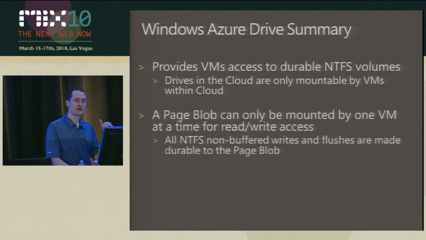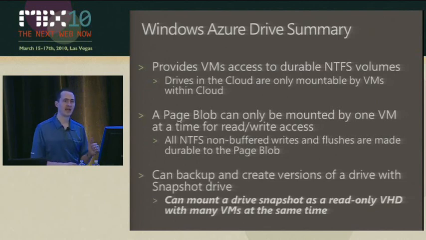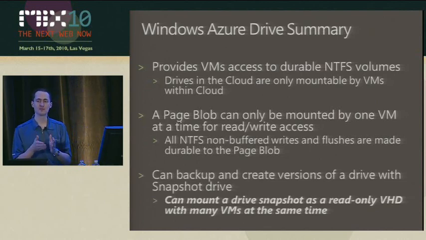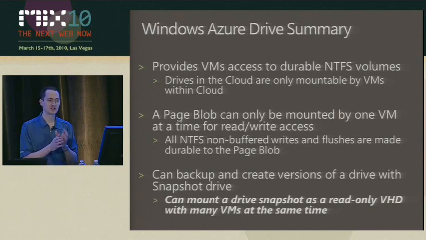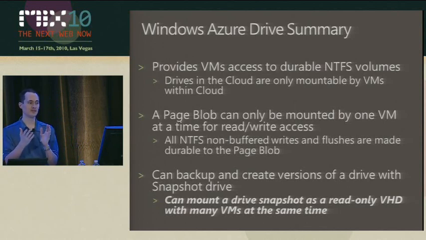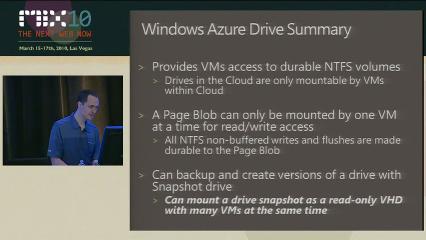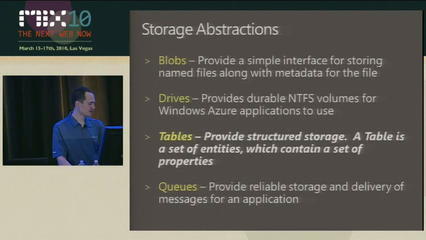As mentioned, the page blob can only be mounted by one VM at a time for read-write access. And then all non-buffered writes and flushes are made durable to that page blob. And as I showed in the prior slide, you can create snapshots or backups of drives. Okay? Now, one important scenario here is you can take a drive, create a snapshot of it, and then that snapshot can be mounted as read-only to multiple VMs. So if you want to serve up some static web content, you can take a drive, snapshot it, mount it by multiple VMs, and then serve up that content for some web roles. Okay. So that concludes a summary of drives.